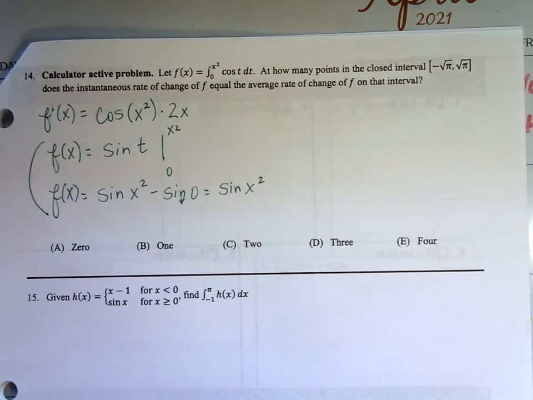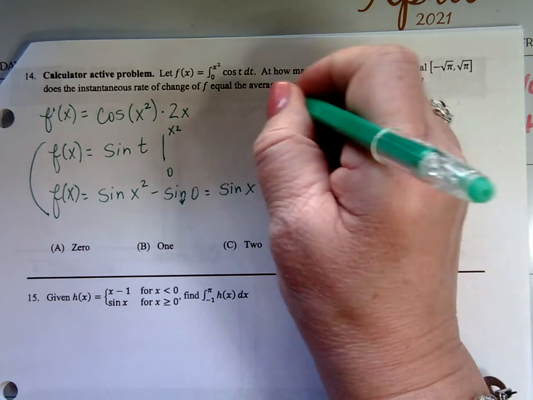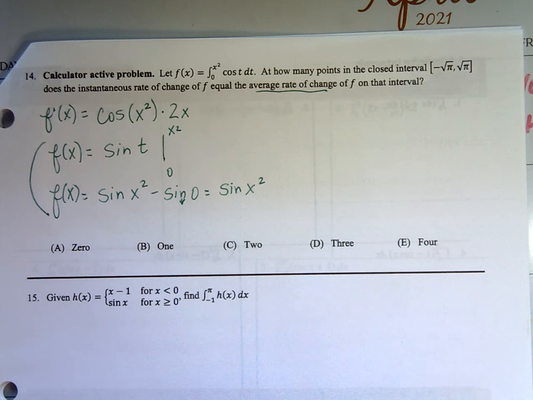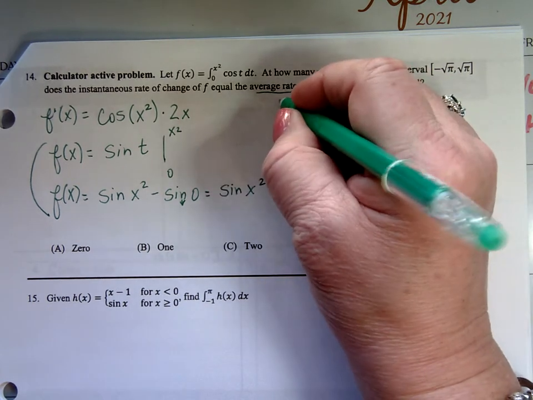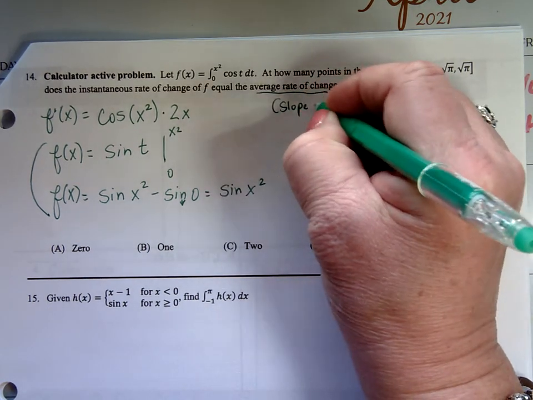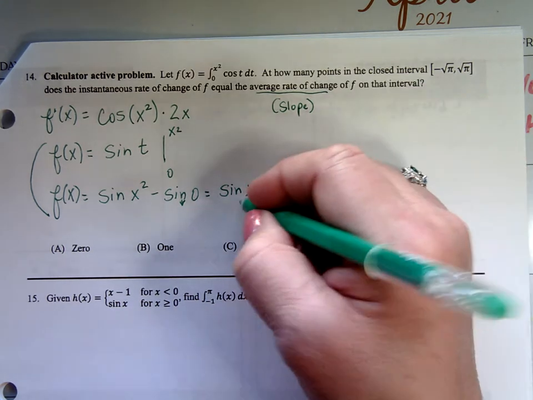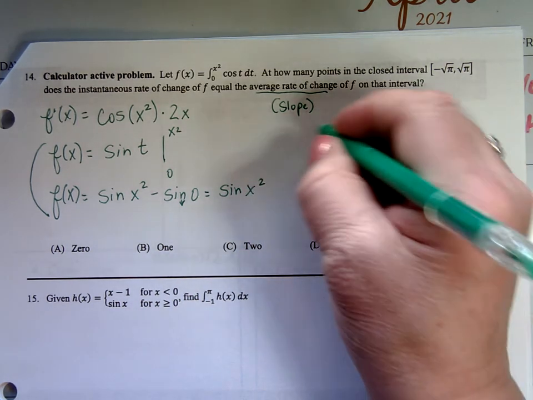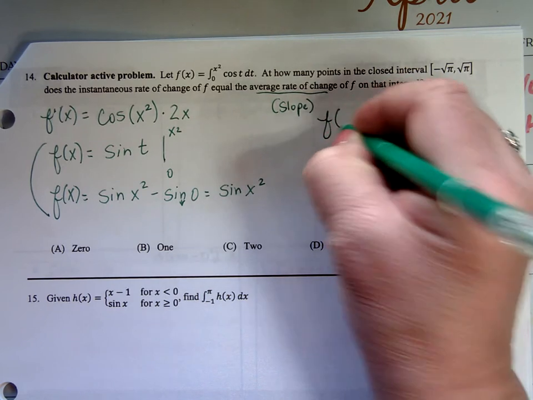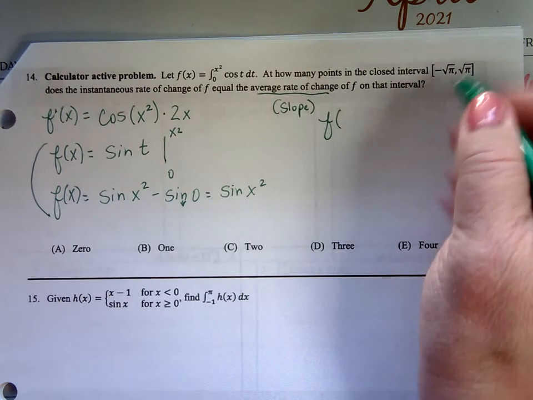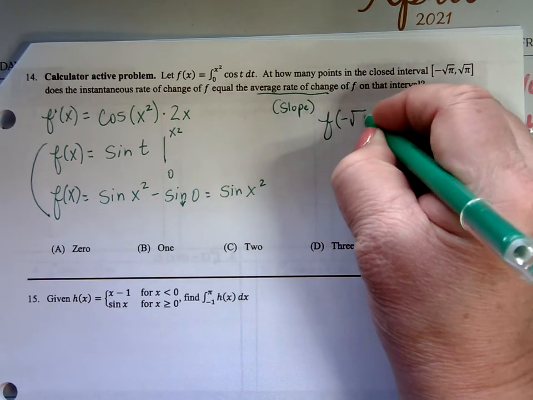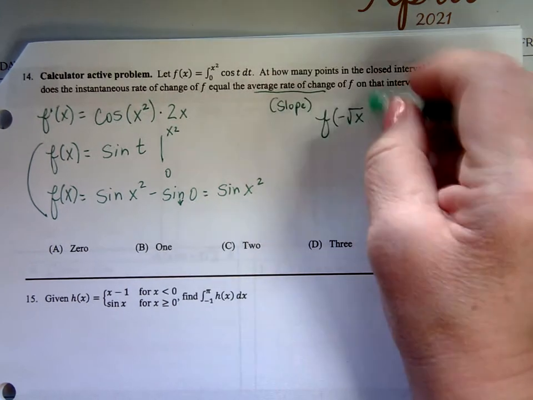Now I'm going for the average rate of change. Well, average rate of change is like the slope. So my average rate of change is like finding the slope. So how would you find the slope of this guy? Well, I guess we did need to find it for being able to do this next part. So my function was sine of x squared. I want to know what f of, which again, this is my f function, negative square root of pi, in my case pi, right?